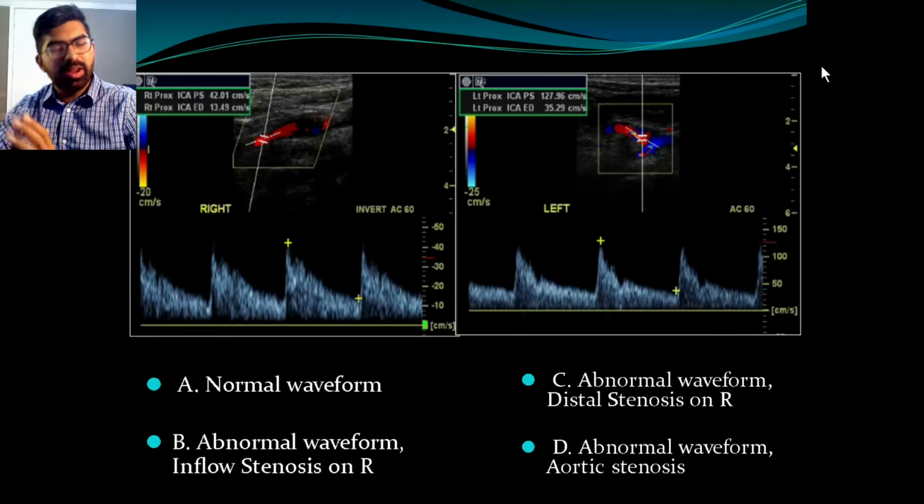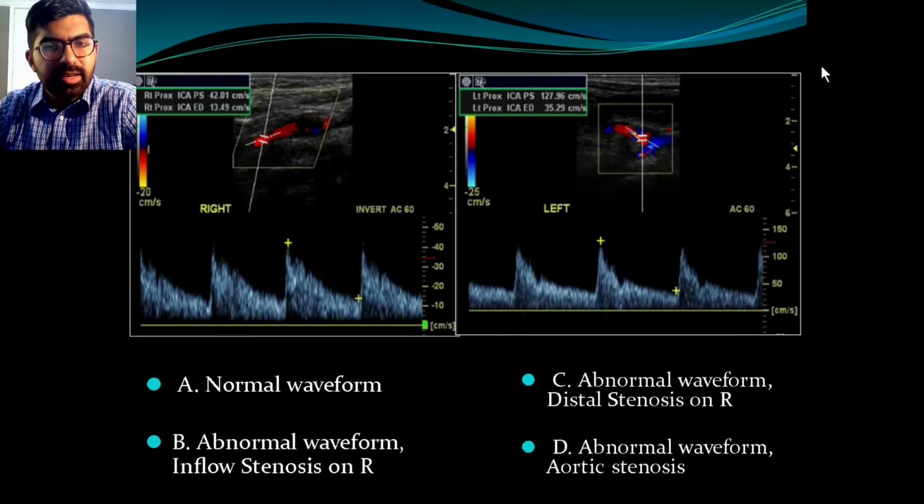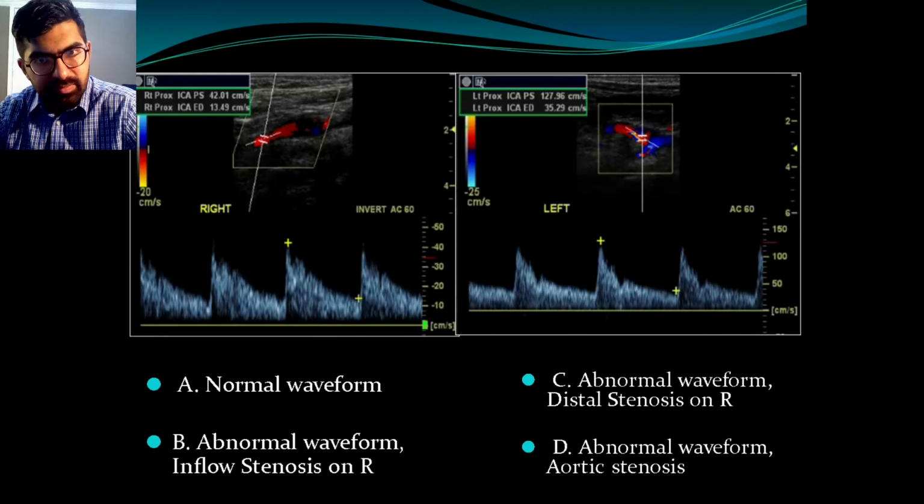Okay, so now we're comparing a few sides between the right and the left. Okay, so what does this represent? Is this a normal waveform on the right side? Is this B, an abnormal waveform on the right representing inflow stenosis? Is this an abnormal waveform representing distal stenosis on the right? Or is it an abnormal waveform representing aortic stenosis? Think about this for a bit. Look at the information given to you.